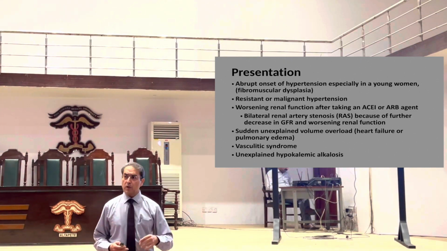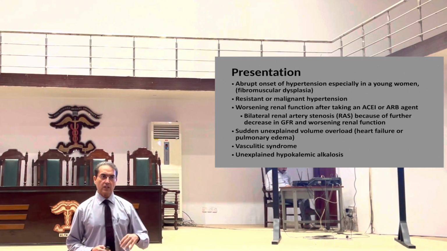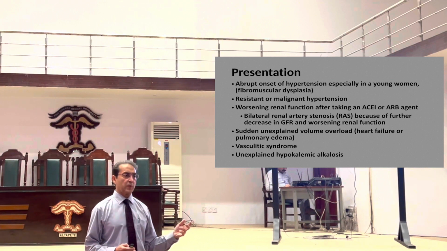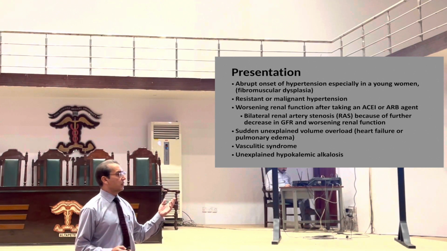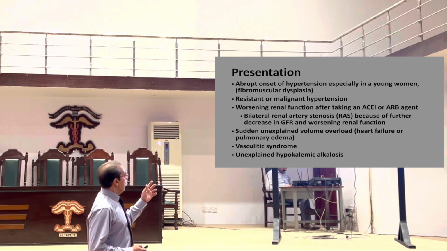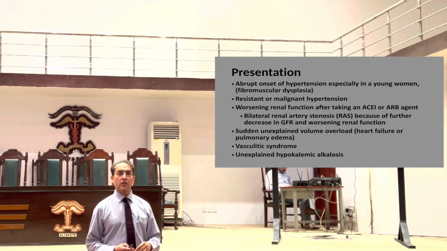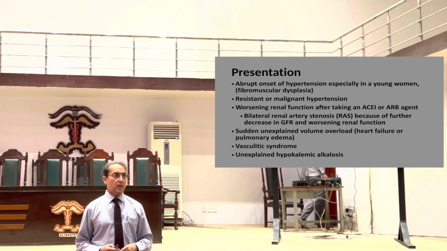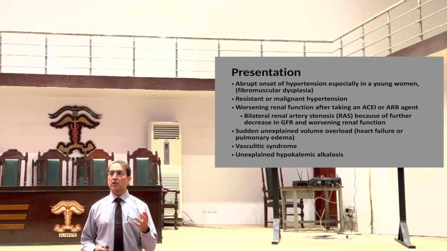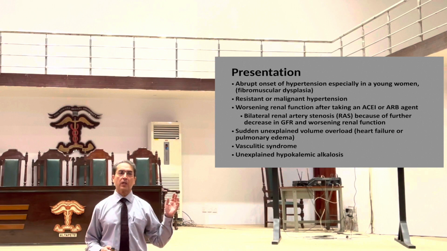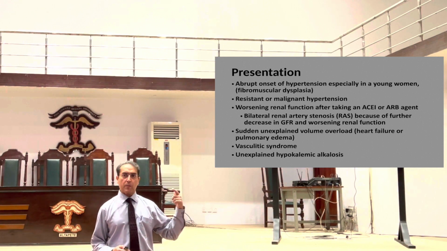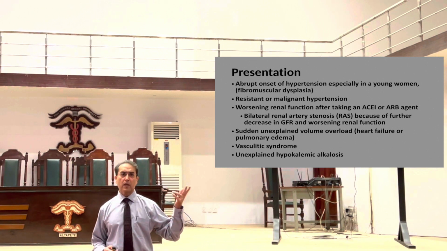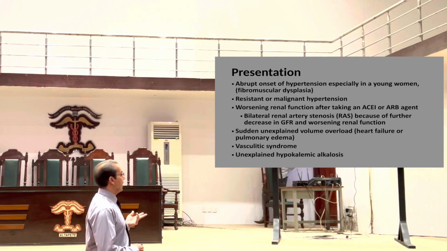Presentation is abrupt onset of hypertension. If it is in a younger patient, this is fibromuscular dysplasia. If it is in an older patient, this is atherosclerosis. The hypertension is resistant or malignant. You keep on adding drugs, and the blood pressure does not respond. Ordinary essential hypertension does respond to treatment. This blood pressure does not respond. So one feature is abrupt onset of hypertension. Second, it is non-responsive to standard treatment.